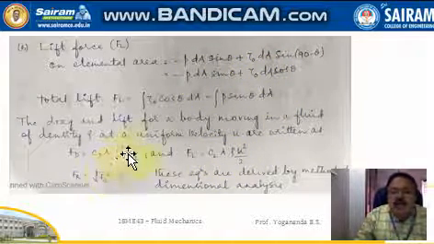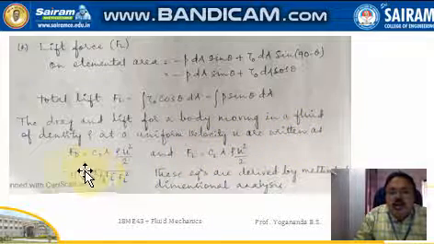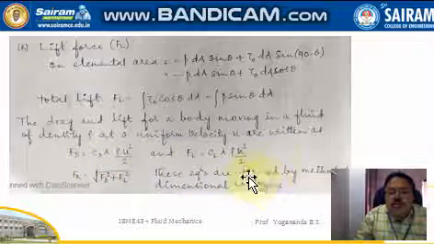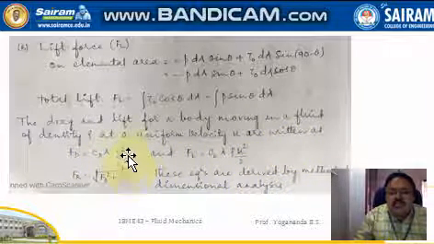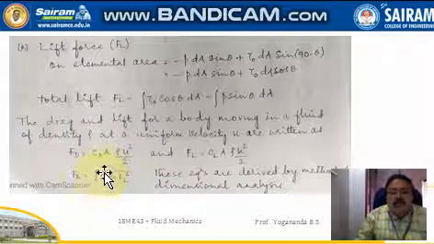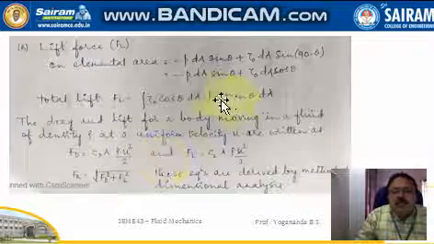Now the drag force and the lift force for a body moving in a fluid of density rho at a uniform velocity u are written as these two equations. These two equations are obtained from dimensional analysis, which we will see in the next video. Thank you.